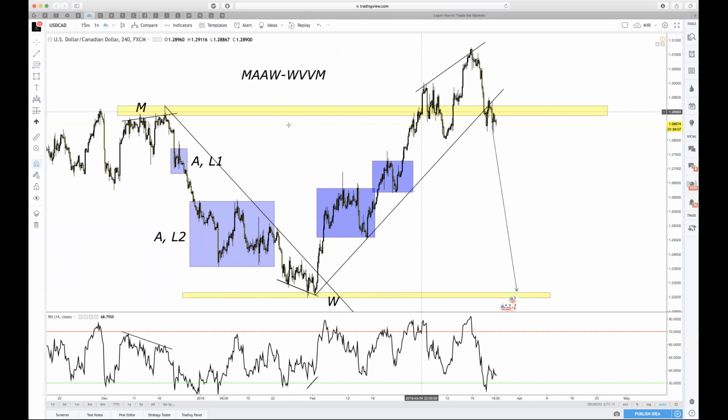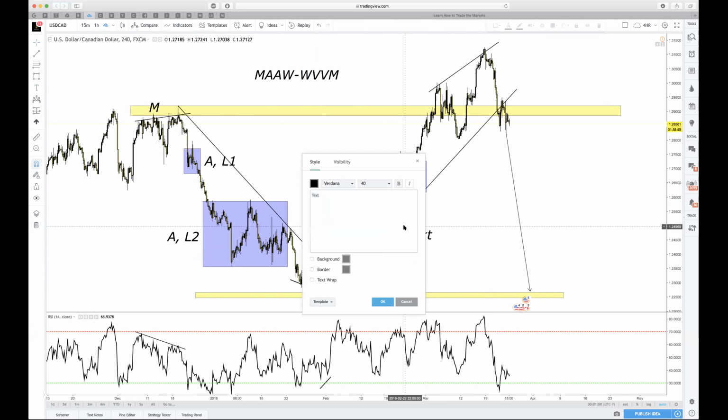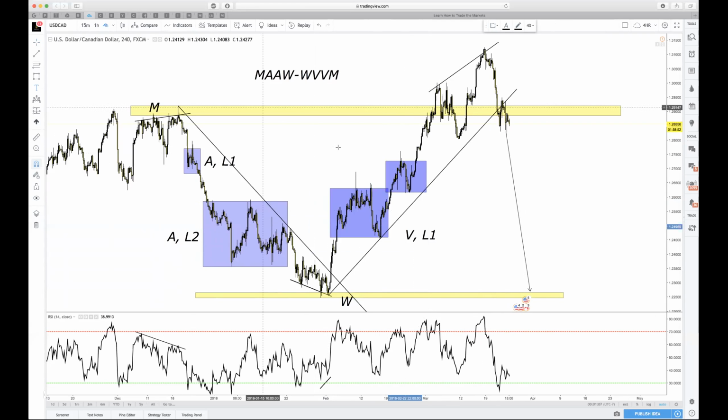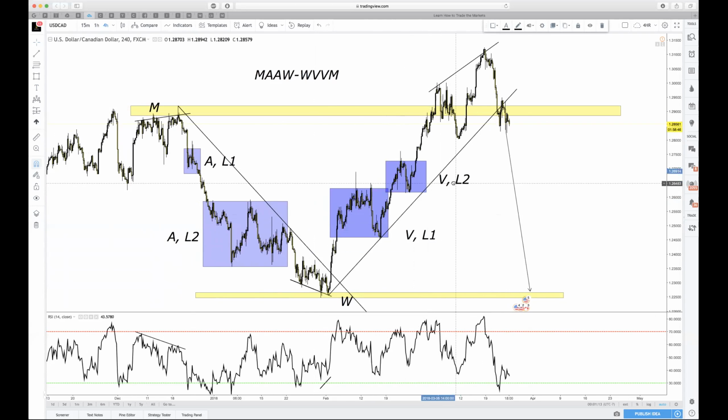Because I waited. The market can go and do whatever it wants to do, but I'm going to wait for my pattern to finish. My W, next is V, that's a level 1, and then next is another V with a level 2. So now next is W, V, V, M.